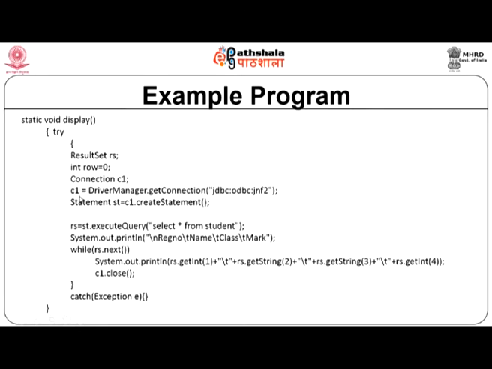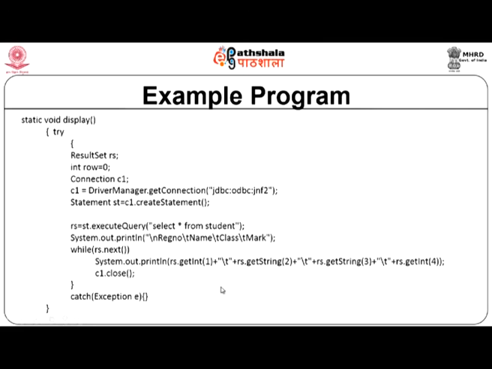So, you create a connection object C1 and then you create a statement object. This is a display option, so you want to retrieve the records from the table. Make use of execute query to retrieve the records from the table called student, and now use the method called next to process over the result set, and then you will display all the values.